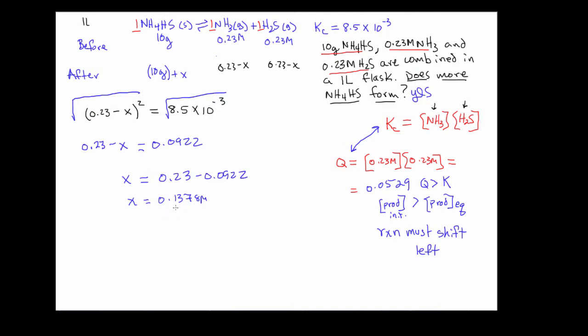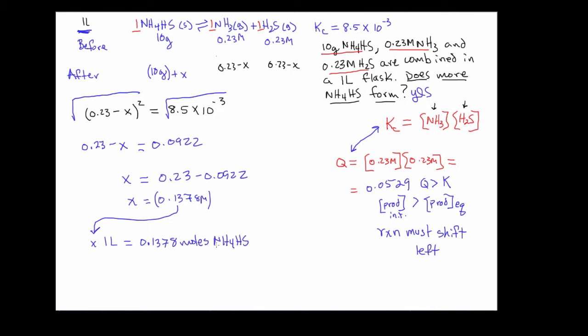The first is that we'll calculate how many more grams of the solid actually got formed in here. And since we're in 1 liter for total volume, the additional molarity of the NH4HS that we're going to produce here is going to be times 1 liter. So this number times 1 liter. So we're going to form an additional 0.1378 moles of the NH4HS.